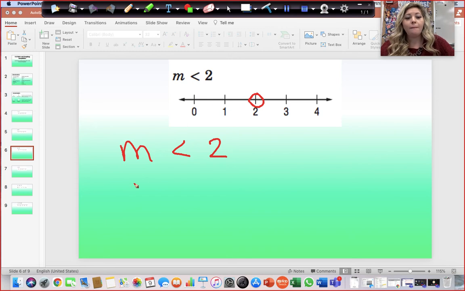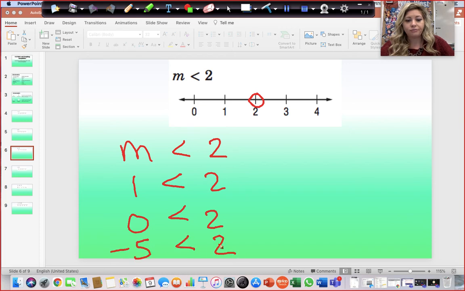But I will shade in the direction of all the numbers that are less than 2. 1 is less than 2. 0 is less than 2. Negative 5 is less than 2, okay? So I am shading in that direction.